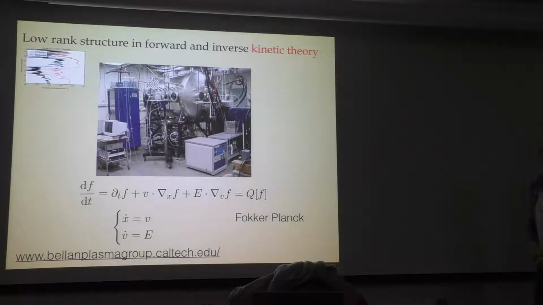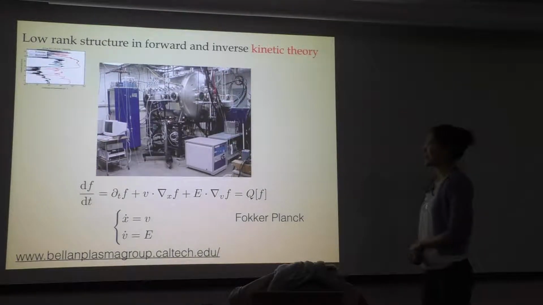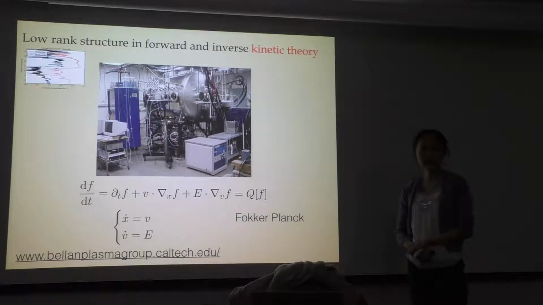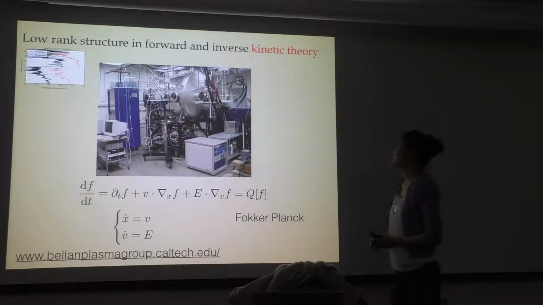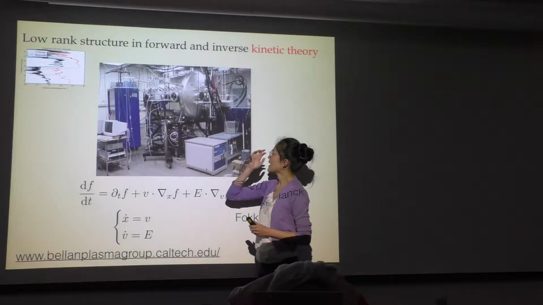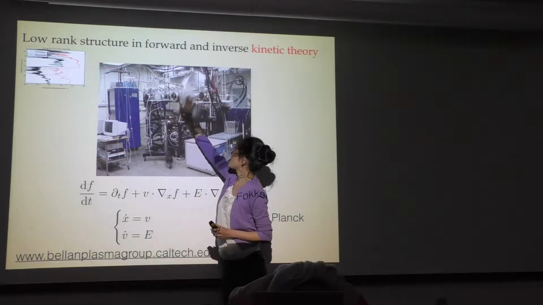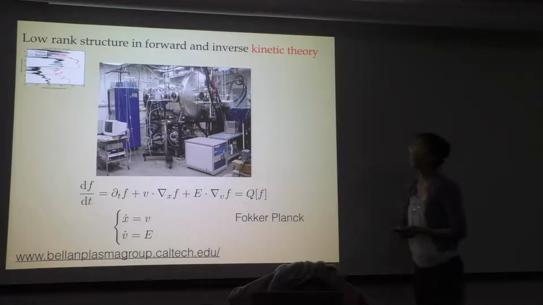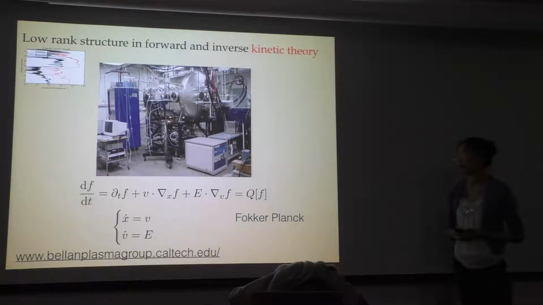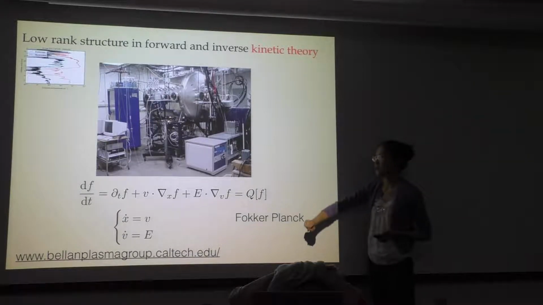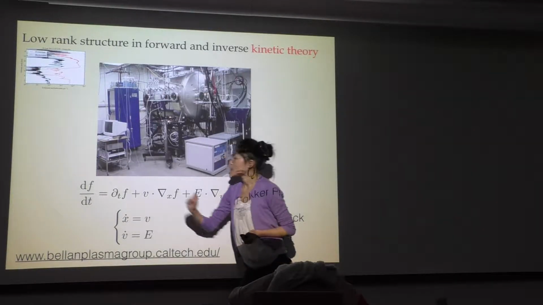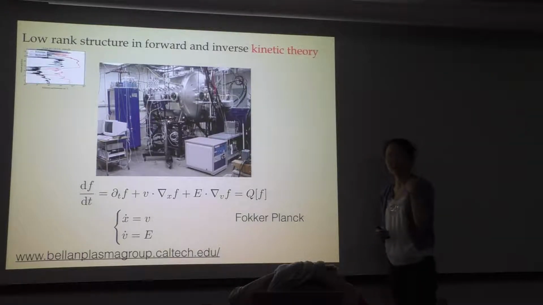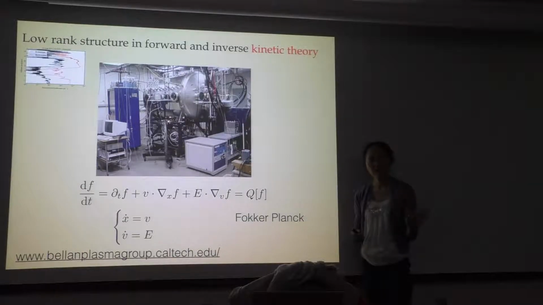The second picture is taken at Caltech in Paul Bellan's lab. He's an applied physicist and he studies plasma. So he basically pumps plasma into this big tank, and then you watch the dynamics of plasma through this window. If you ask him to write down the equation for plasma particles, this is the equation he gives you. F, once again, is a distribution function. It tells you at particular time t, at particular location x, how many particles are moving with particular velocity v. So it's a distribution function on the phase space.